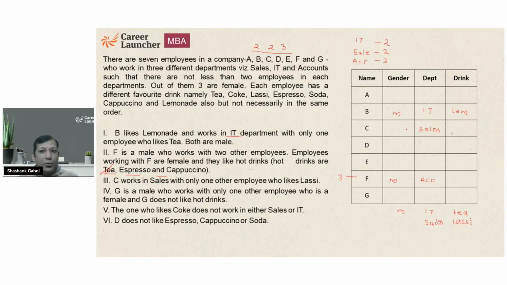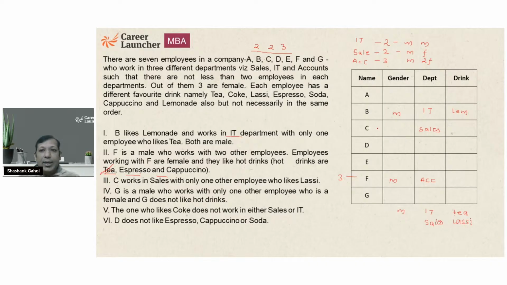Okay, I don't know the gender of C. I know the gender of these people. Okay, I don't know what C likes. Okay, now G is a male who works with only one employee who's a female. So basically in IT there are two people, both are males. In accounts there is one male and two females. And in sales, I'm going to have one male and one female.